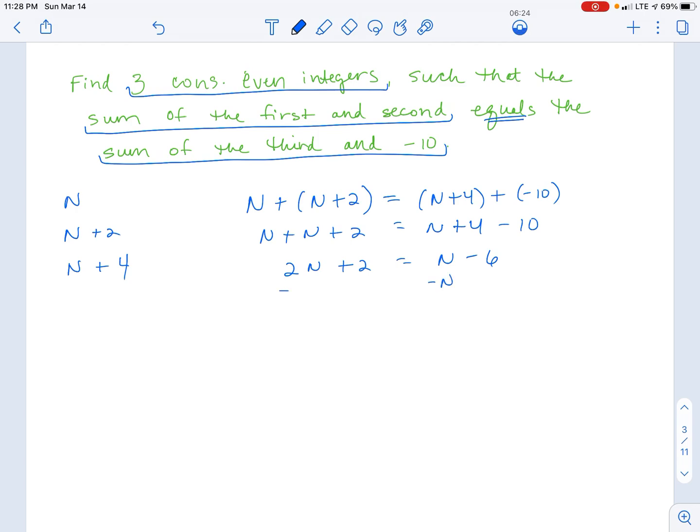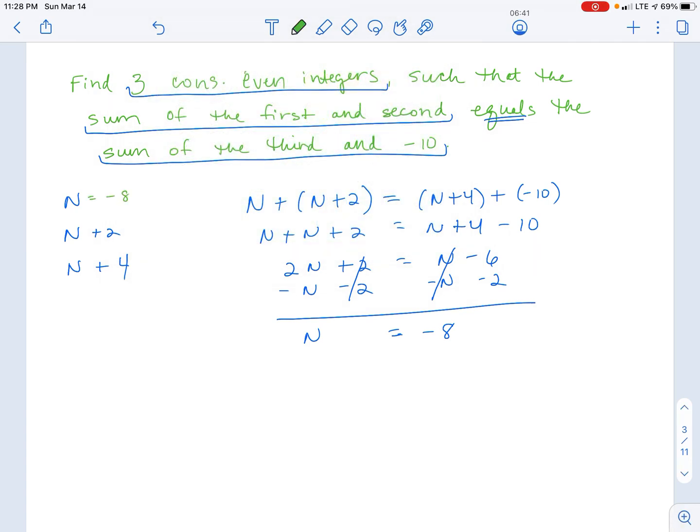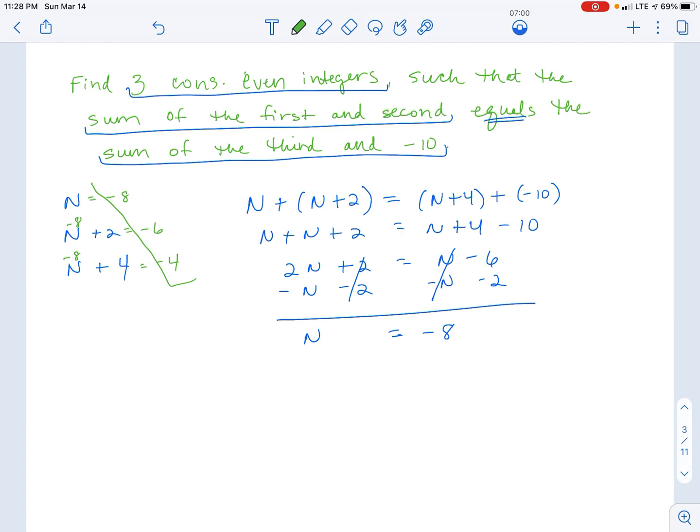And we'll move the n over here. I'm going to do this in the same step, just so you can see what happened there. So n equals a negative 8. All right, so let me change my color over here. So n equals negative 8. If I put negative 8 in for n here, what do I get? I get a negative 6. And if I put negative 8 in here, I get negative 4. So I have negative 8, negative 6, negative 4. They're all even, and they are consecutive even numbers, right? So they're like skip counting by 2s, in other words. They're 2 units apart. All right, so that's how you would do that one.